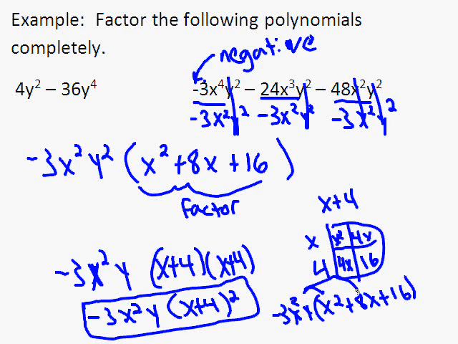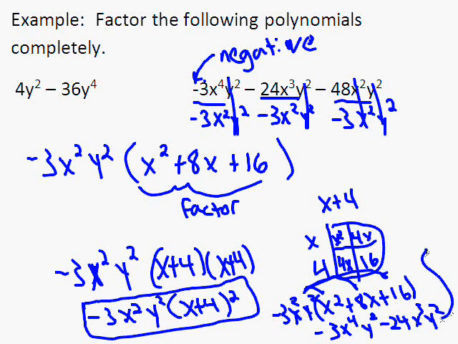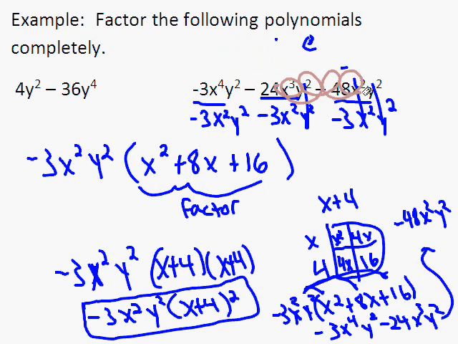When we distribute that, we'll notice we get negative 3x to the fourth y squared, minus 3x squared y squared times 8x gives us negative 24 x to the third y squared, and negative 3x squared y squared times 16 is negative 48 x squared y squared. So you'll notice, and it's a little messy right here, it does match our original expression of negative 3x to the fourth y squared minus 24x to the third y squared minus 48x squared y squared.